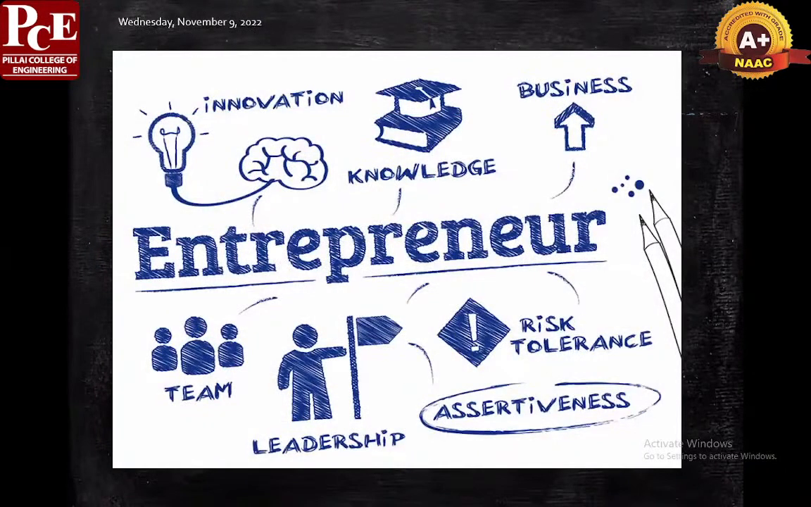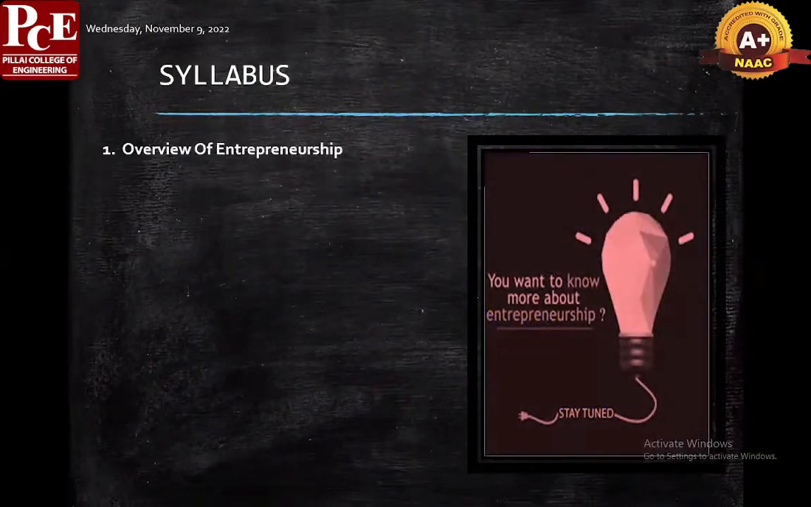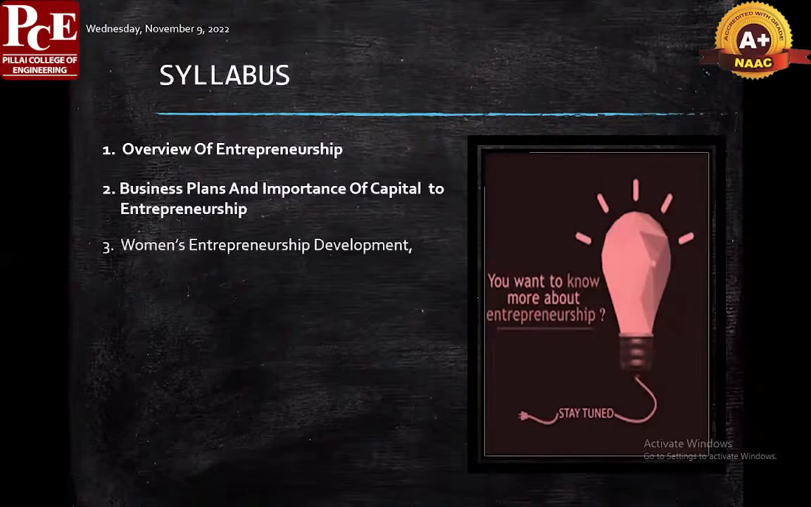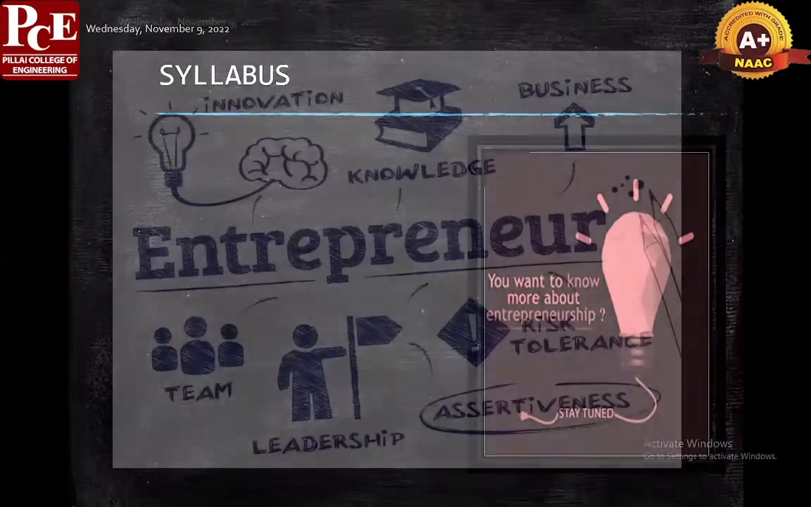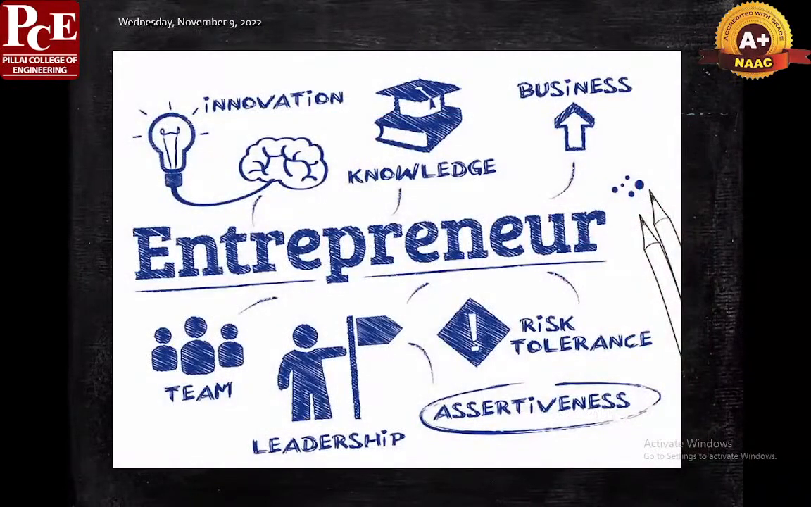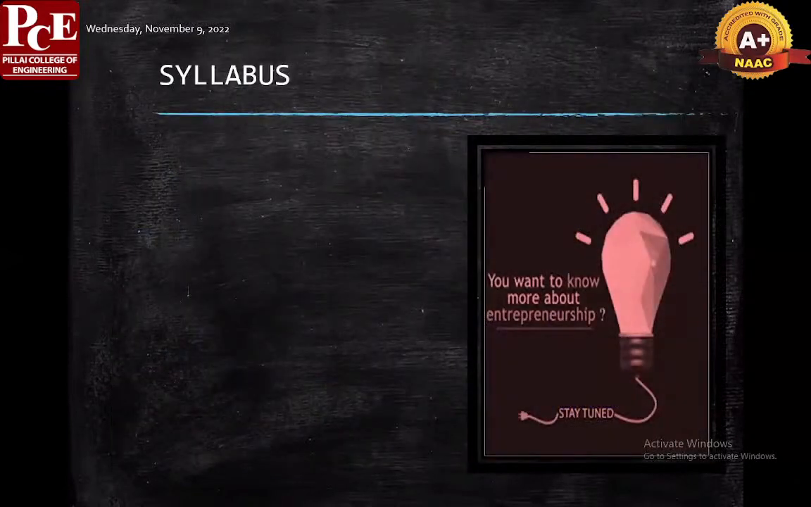Then basically the parameters that are needed for an entrepreneur. So just one slide back. What all do you need as an entrepreneur? Basically, your innovation, your knowledge, the business, your risk tolerance, leadership, team. Those parameters are what we cover in these 4 to 5 courses of entrepreneurship. And IPR and patenting would be covered.